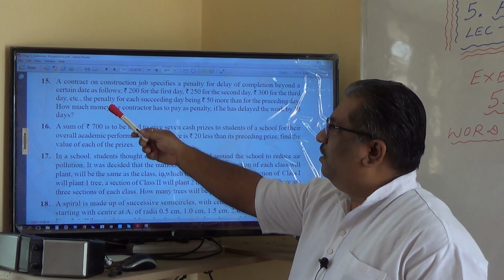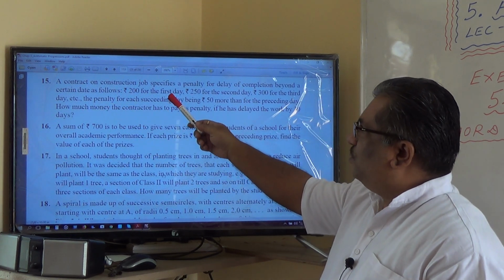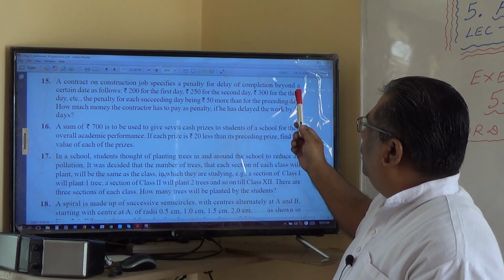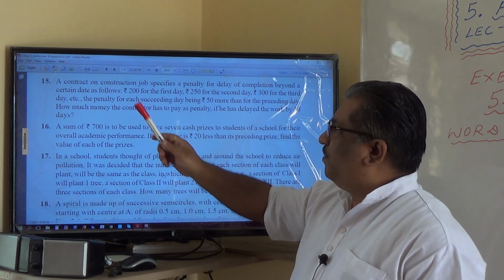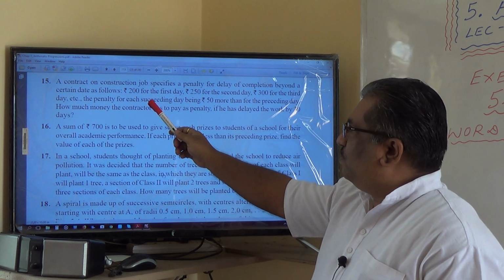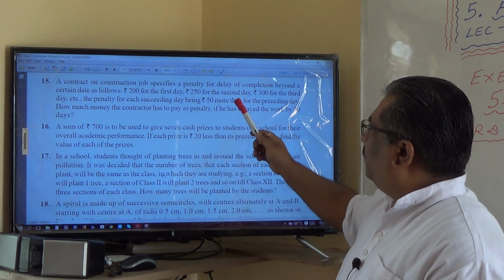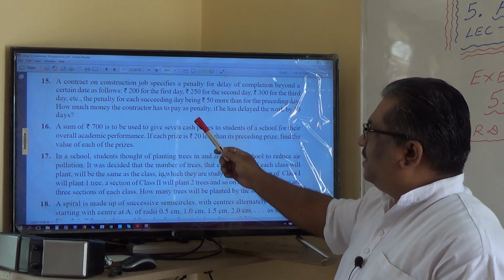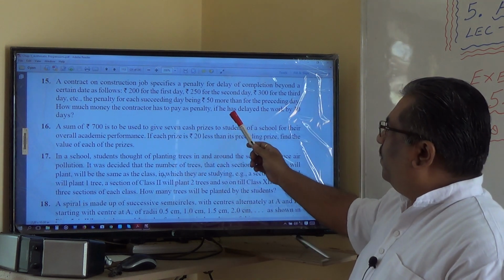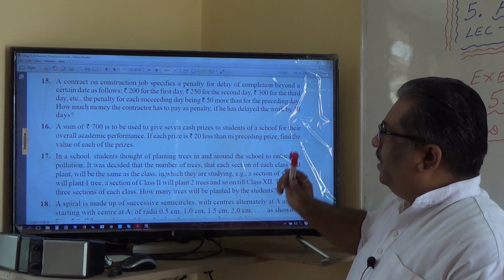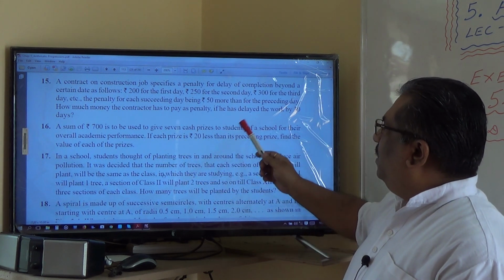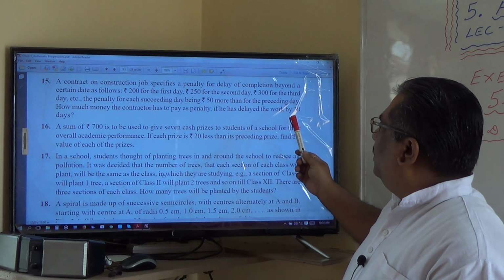Question number 15. A contract on construction job specifies a penalty for the delay of completion beyond a certain date as follows. Rupees 200 for first day, 250 for the second day, 300 for the third day, etc. Penalty for each succeeding day being rupees 50 more than for the preceding day. How much money the contractor has to pay as penalty if he has delayed the work by 30 days?